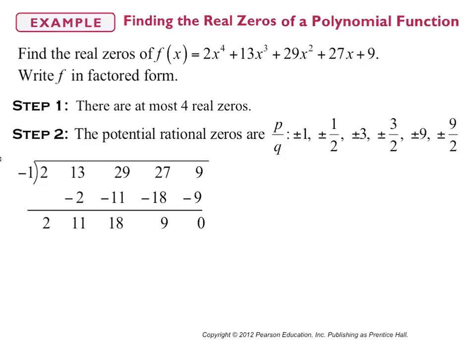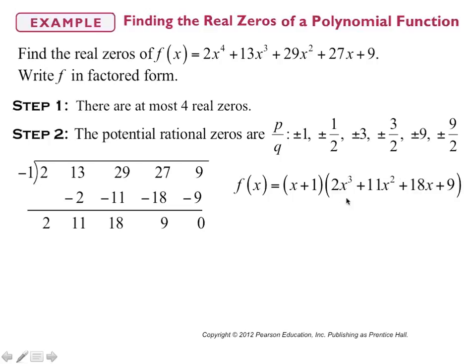So you do 2 times -1, that gives you -2. You put that number here. 13 plus -2 gives you 11. Now again, we multiply. 11 times -1 gives you -11, and then you add. 29 plus -11 gives you 18. Again, you multiply. 18 times -1 gives you -18. 27 plus -18 gives you 9. 9 times -1 gives you -9. 9 minus 9 gives you 0. So we got 0 as our remainder, so that means that x plus 1 is going to be a factor.